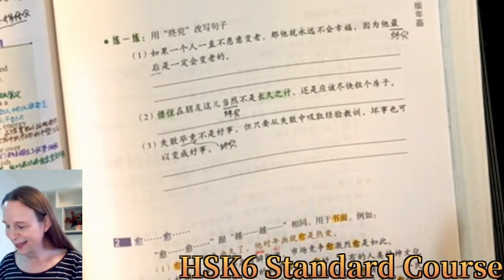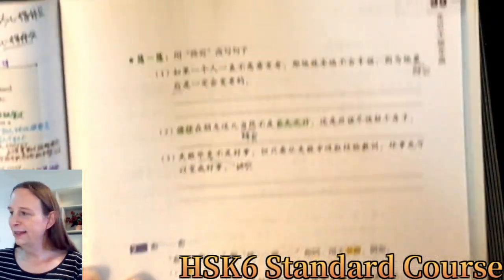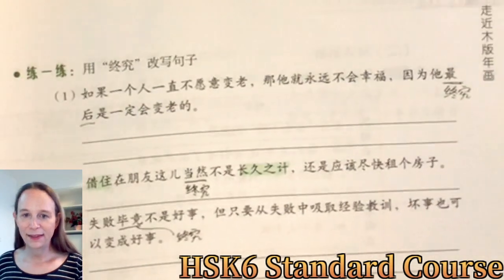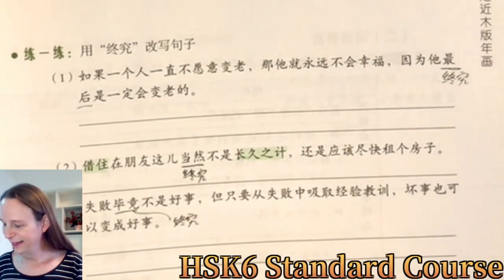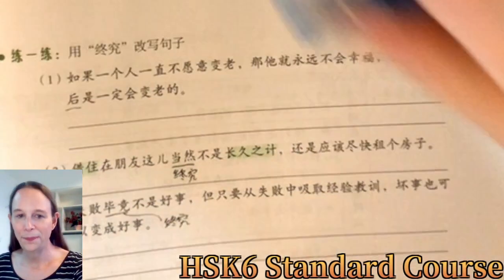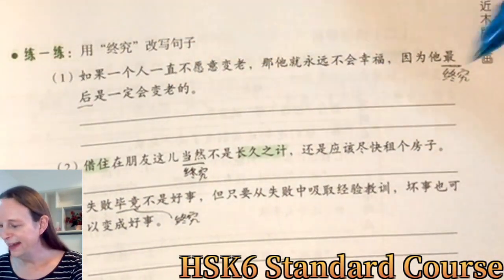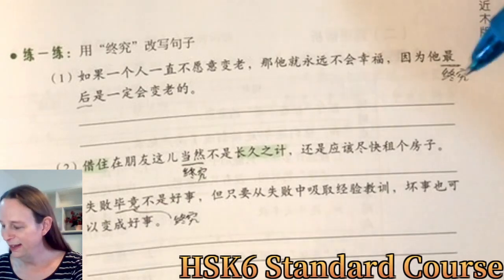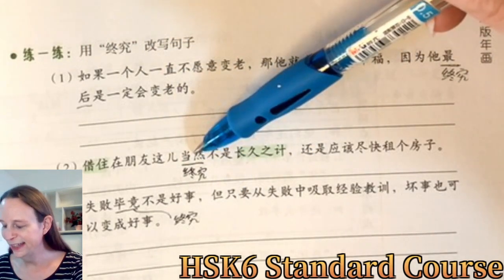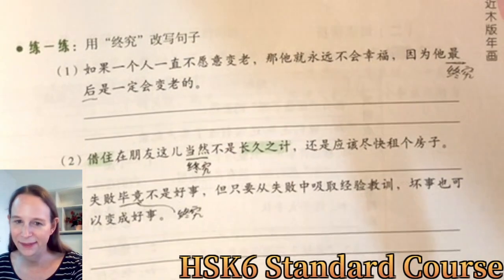All right, so here we go. Last time, these are my answers from last time. All right. So you're meant to just edit the sentence and use 终究, but here it's an exercise in finding the synonyms for 终究 and replacing them. But all right.